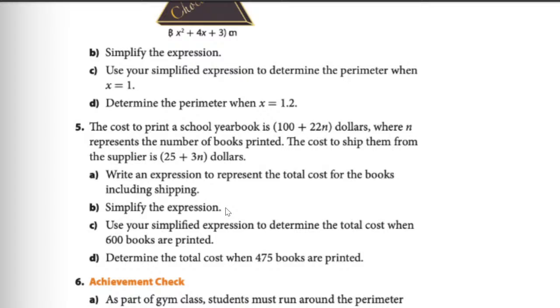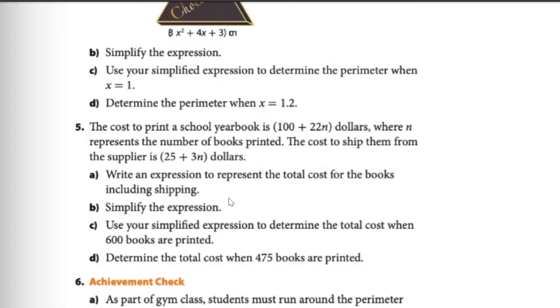B should be 125 plus 25n, which is a linear equation, by the way. And then you can simplify that expression to determine the total cost when 600 books are printed. And so we've actually done a question very similar to this on the first test, I believe it was, in that we were working with these costs of yearbooks and the number of yearbooks. So it's going to be the same kind of idea that we did there.